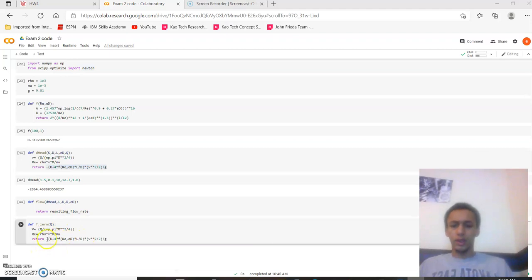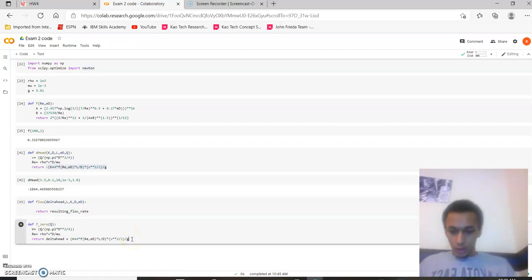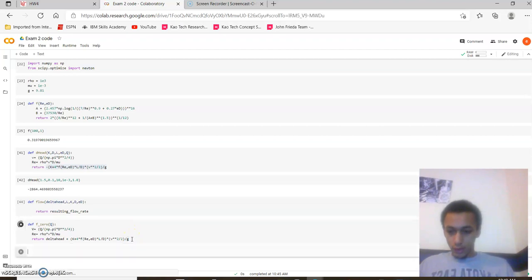Actually, we're going to need to add a delta head. But this isn't defined anywhere, so I believe I made an error. I don't know. This function is going to be called delta head. And control shift enter. And this is what it should give us. So when you do, what should I put in?